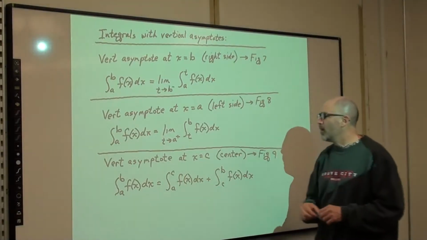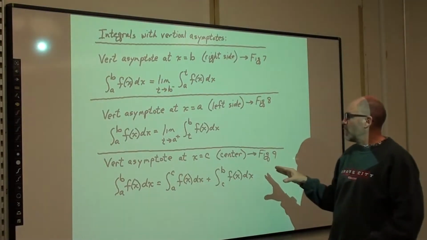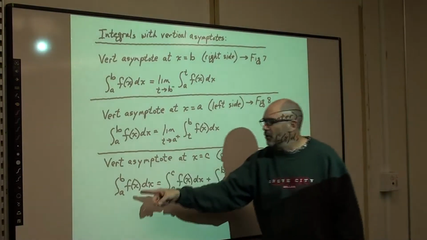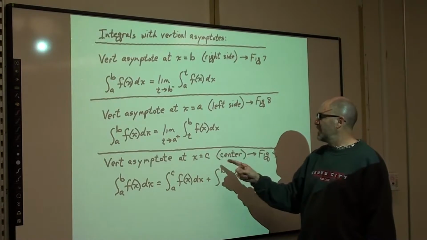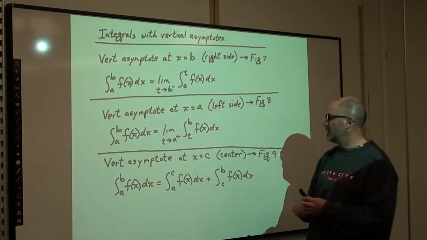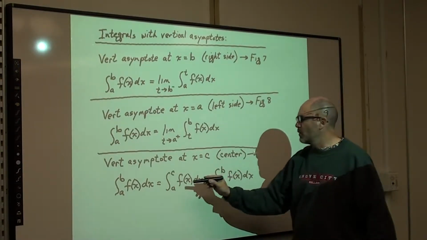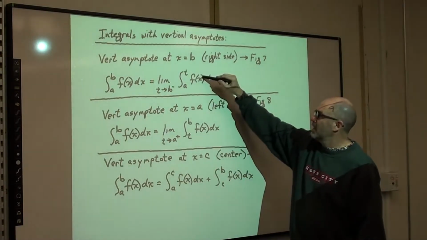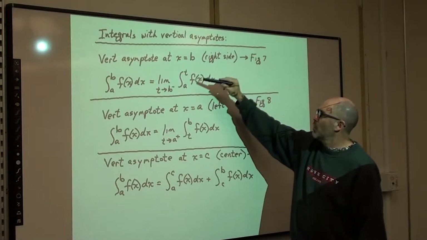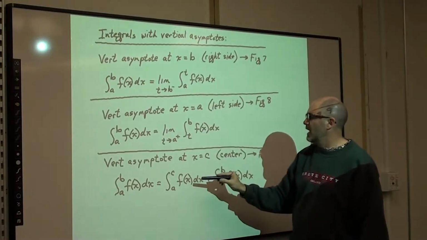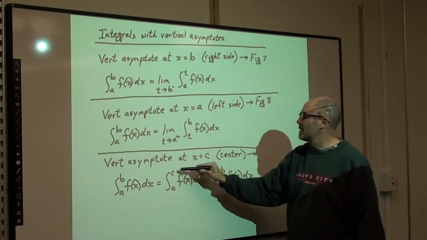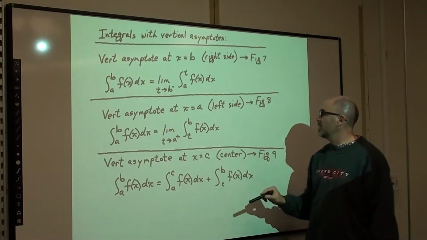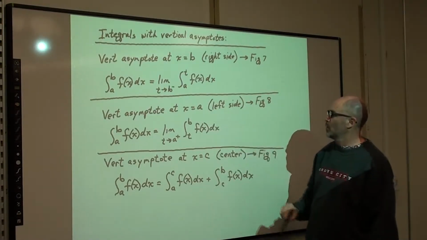Okay, and now the third situation is if the vertical asymptote is right in the center. So a and b are defined, but c is not. Then you're just going to do the integral from a to c, which would be the limit where you're taking the limit as t approaches c from the left, plus the integral from c to b where you're doing this one.